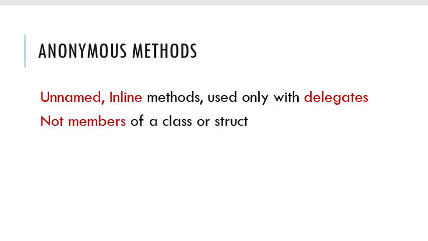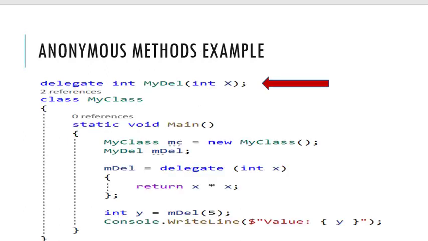Anonymous methods are not members of a class and cannot be executed explicitly from other parts of the code like other methods. Here is an example of an anonymous method. At the top, a delegate type myDel is declared. It returns an integer, and then a variable mdel is declared from the myDel delegate type. Then an anonymous method is assigned to the mdel variable.